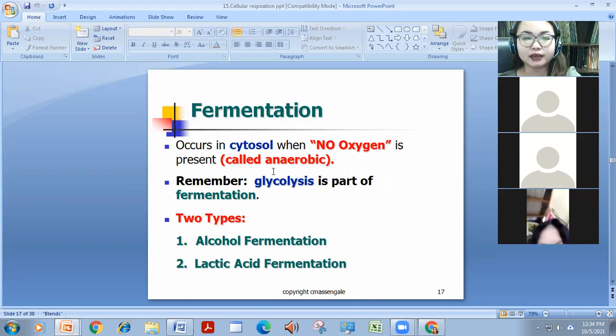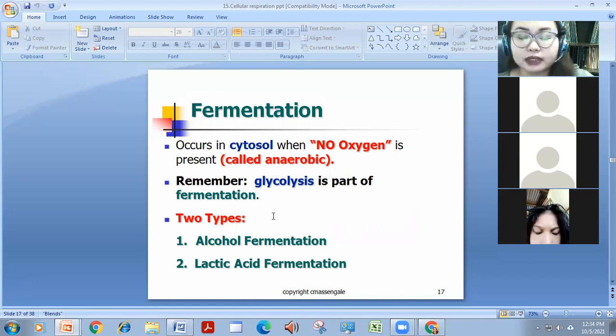In fermentation, this will occur not in the mitochondria but in the cytosol, without oxygen. It's called anaerobic. We have two types of respiration: aerobic and anaerobic. The usual one is aerobic respiration, and anaerobic respiration is called fermentation. Remember that glycolysis is also part of fermentation.